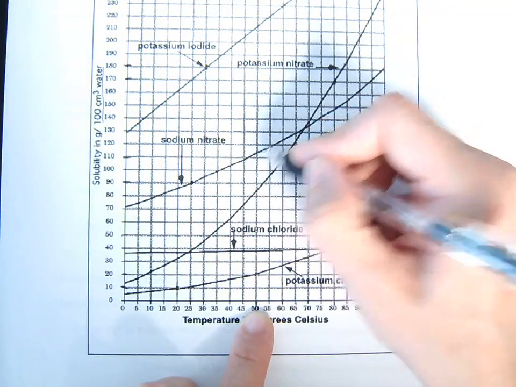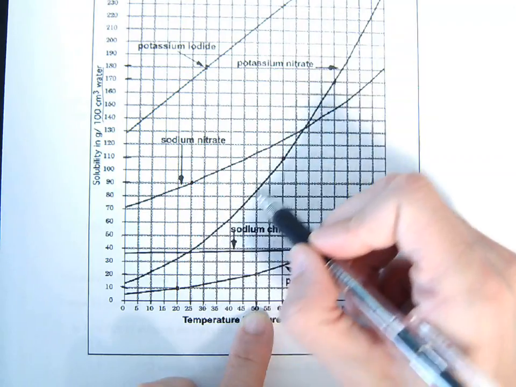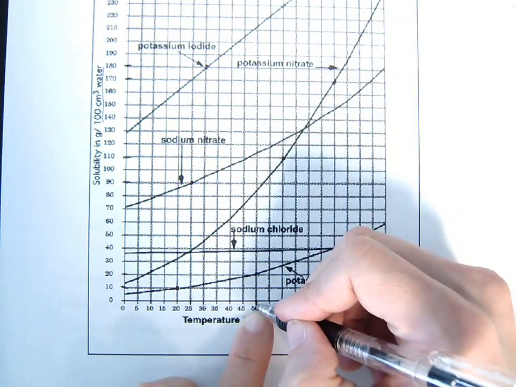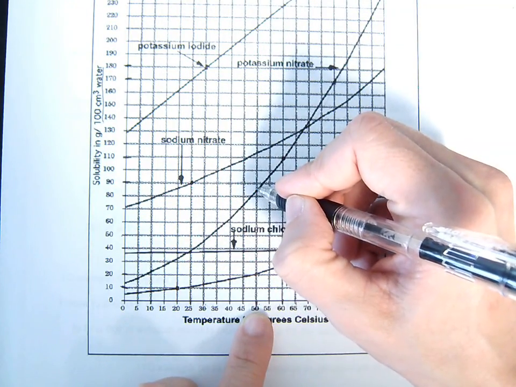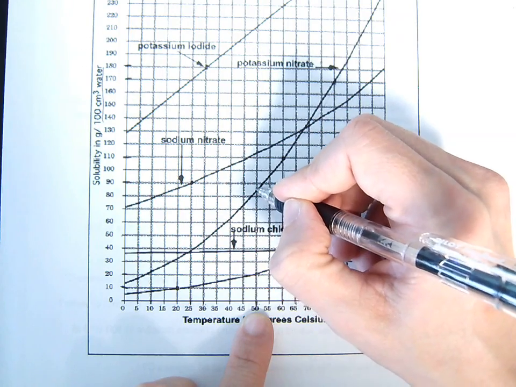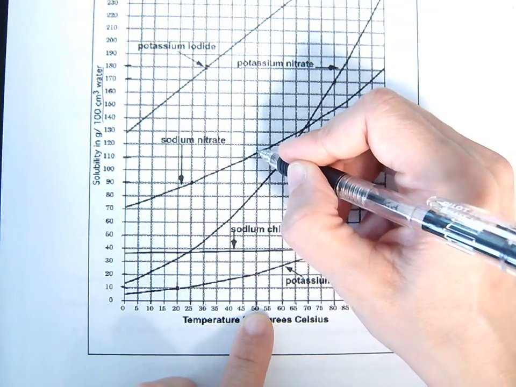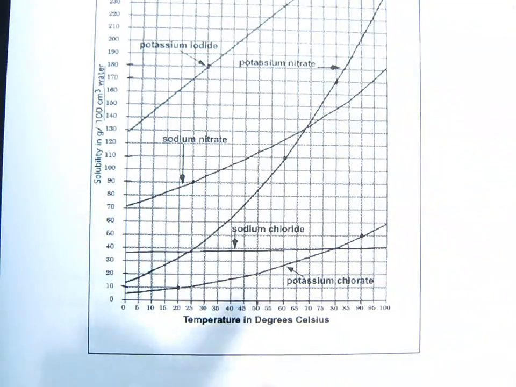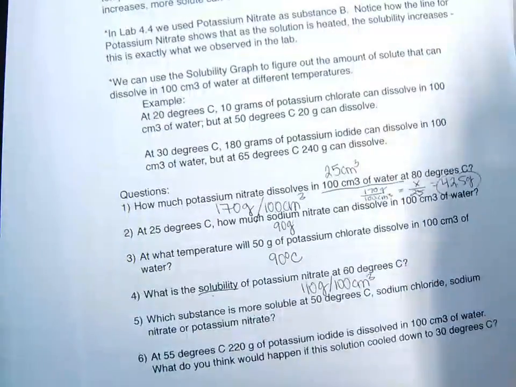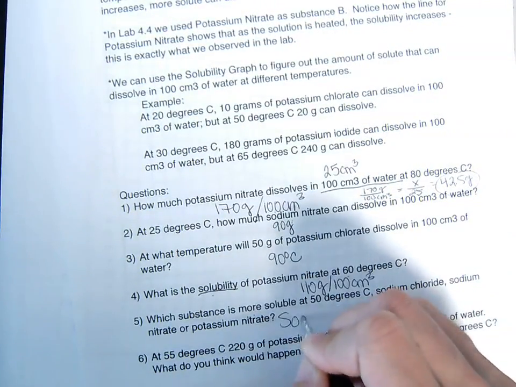Potassium nitrate. Actually, and this is again where you have to watch the lines, at 50 degrees, potassium nitrate is right around here, and sodium nitrate is up here. So sodium nitrate has the highest solubility at 50 degrees. So this one would be sodium nitrate.